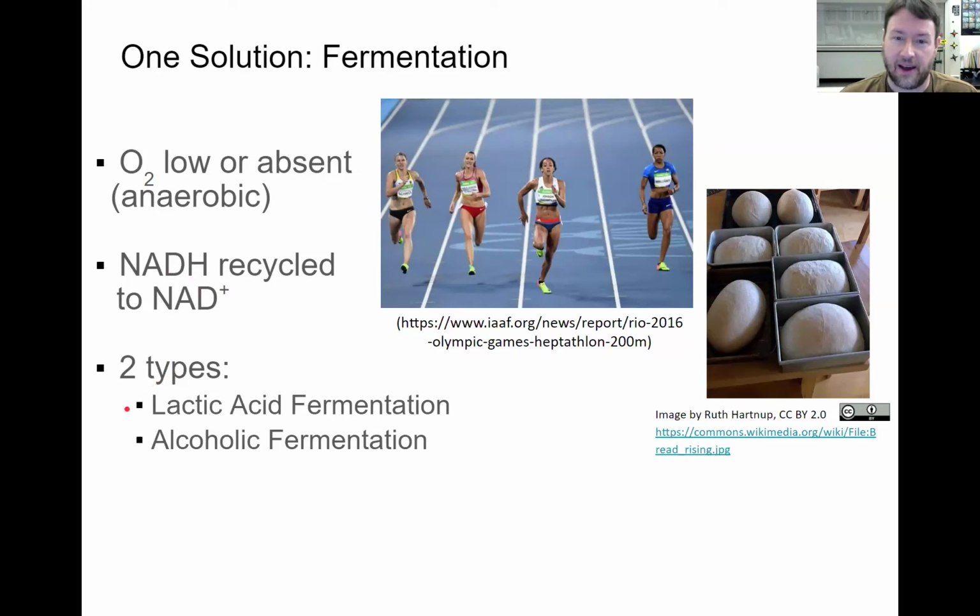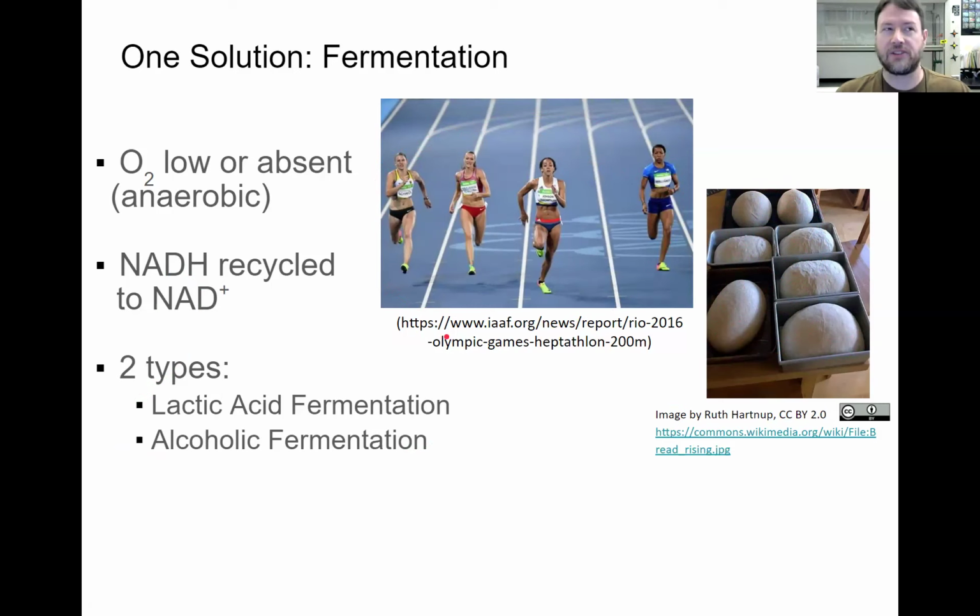And there are two types. One of them humans can actually do. This is called lactic acid fermentation. And the other type is called alcoholic fermentation, which our friends the yeast can do, such as in baking bread or brewing beer or wine. So we're going to start with lactic acid fermentation.